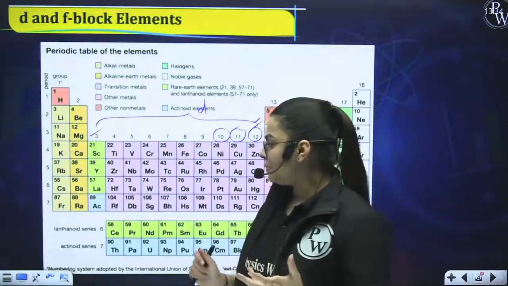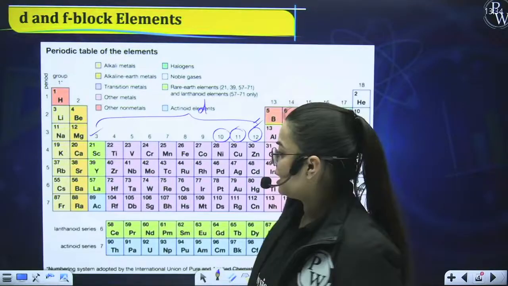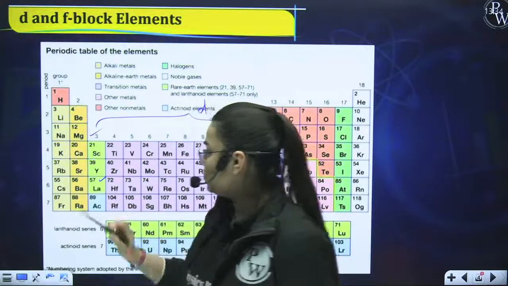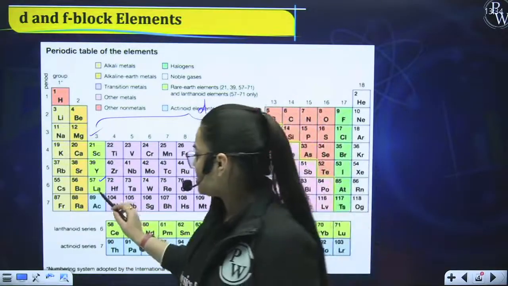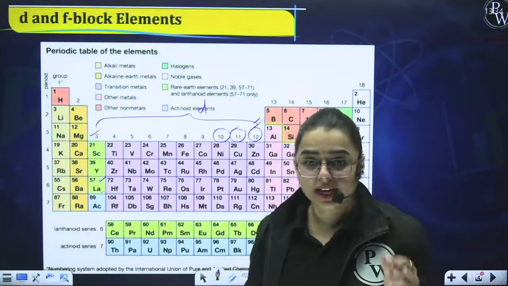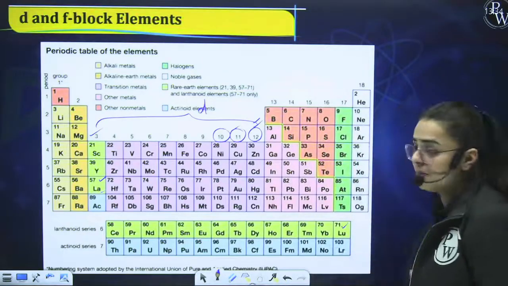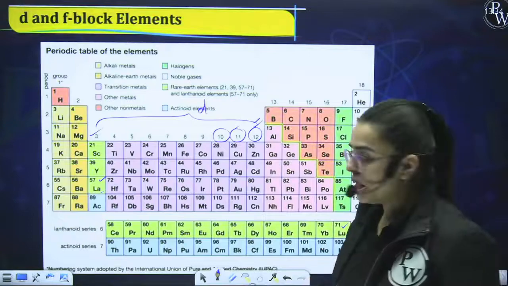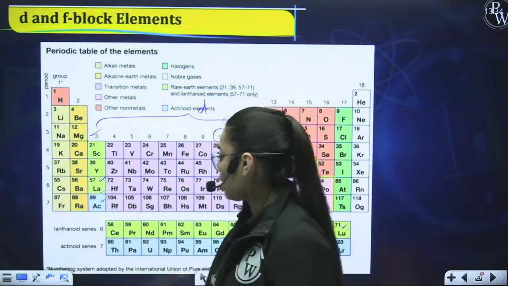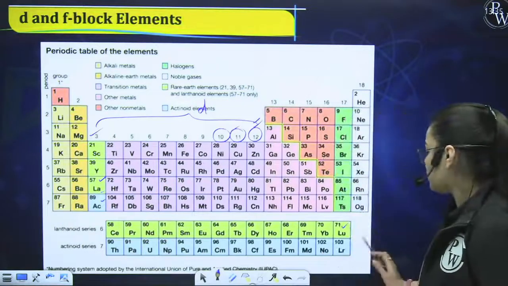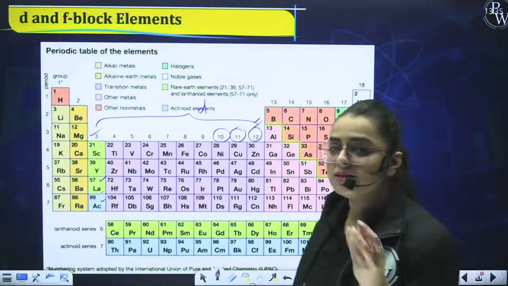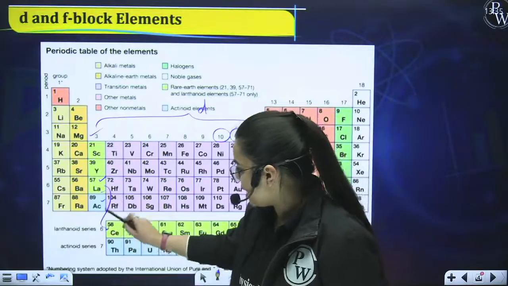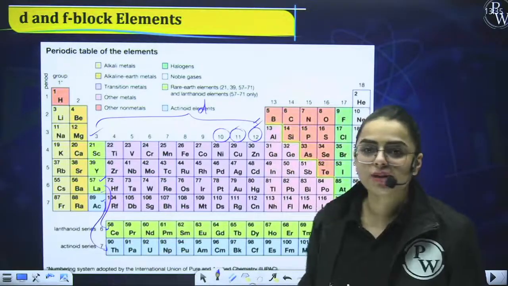Now further, adding on to this periodic table, I have already told you that in group number 3, after lanthanum, from the 58th element to the 71st element we have the lanthanoid series. That means the F block elements arise over there. And from atomic number 90 to atomic number 103, again we have F block elements that are referred to as the actinoid series. These two series are aligned below; they are F block elements.